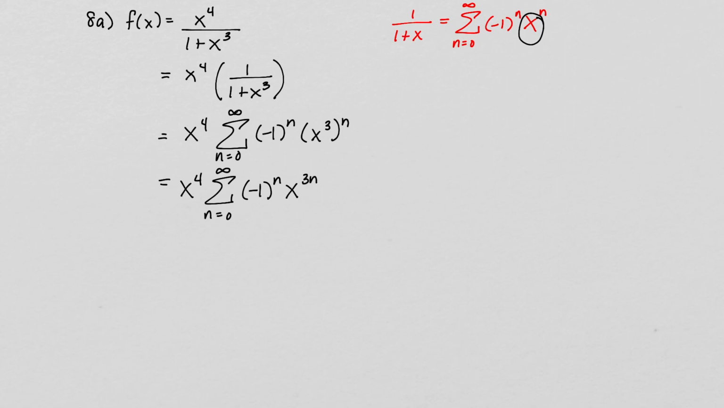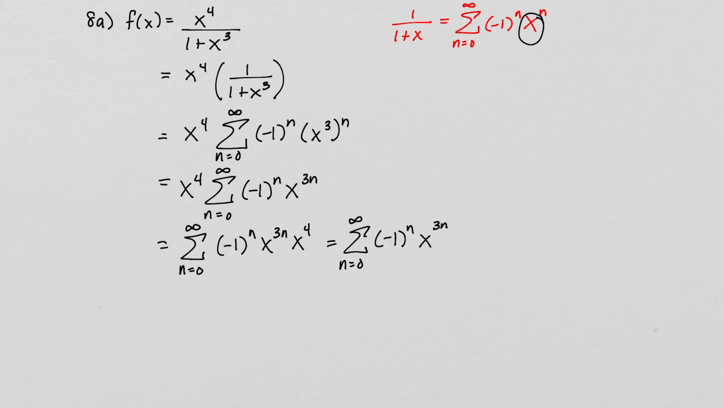Then I can take the x to the 4th and pull it inside of that summation. I'm allowed to pull things in and out of the summation that don't have an n in them. So x to the 4th doesn't have an n in it, so I can stick it inside the summation. This is the summation n equals 0 to infinity of -1 to the n, x to the 3n, x to the 4th. And then I can combine those x's. So this is the summation n equals 0 to infinity, -1 to the n, x to the 3n plus 4.